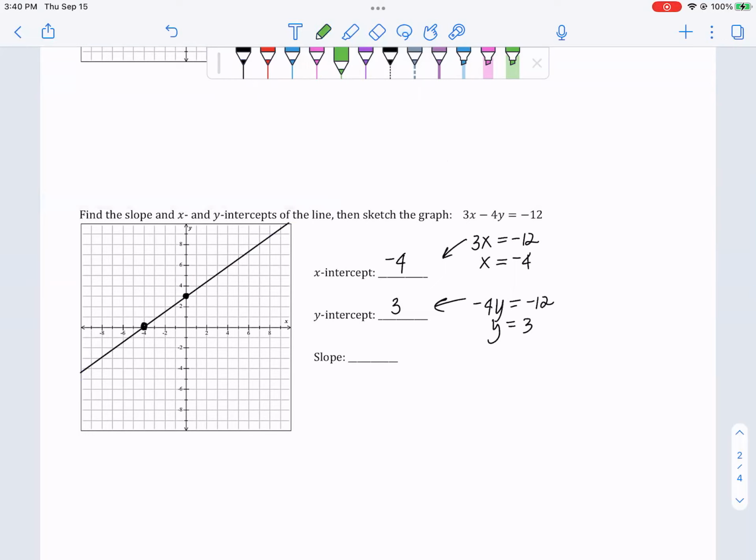Plotted my line, choosing my left point. To get from my left point to my right point, we have to go up 3 units. We have to go to the right 4 units. So rise over run, 3 over 4. Positive because I'm going up to get to the next point. In y equals mx plus b form, this is y equals 3/4 x plus 3.